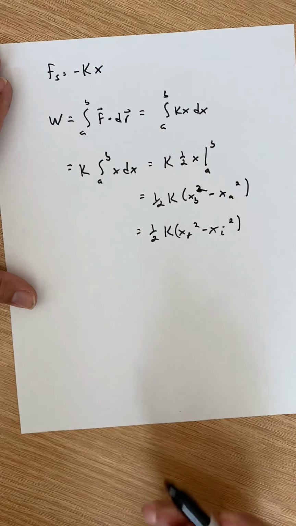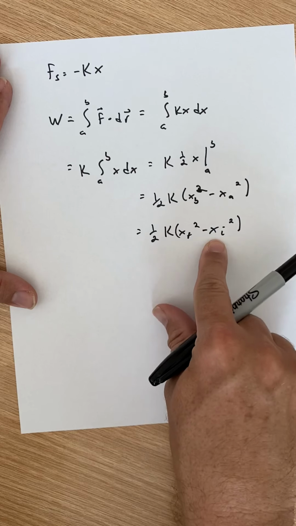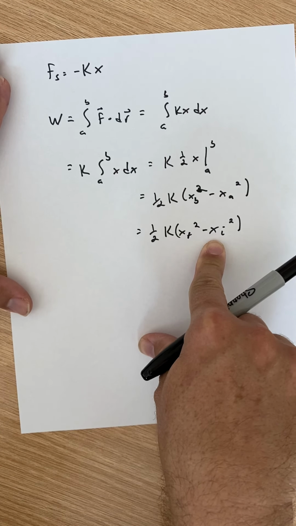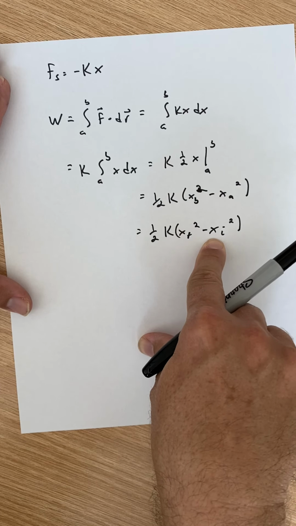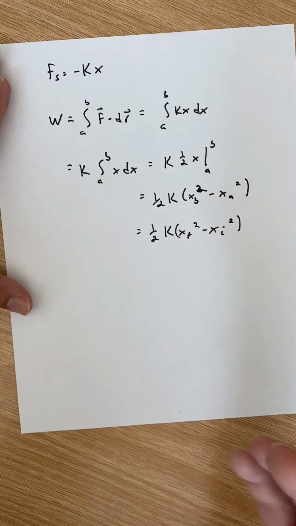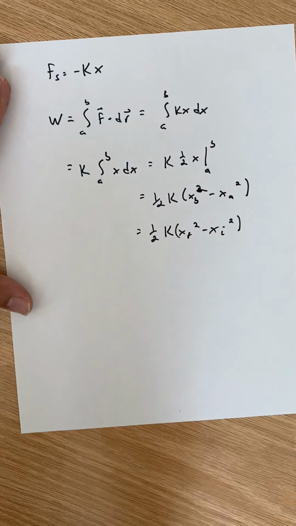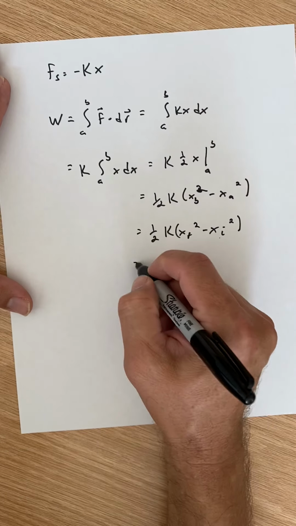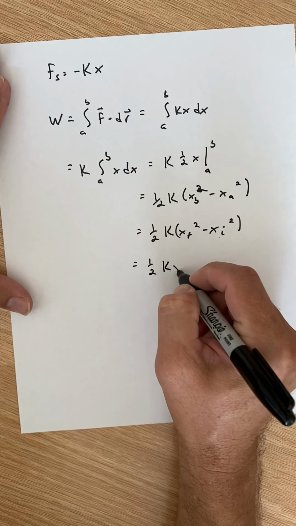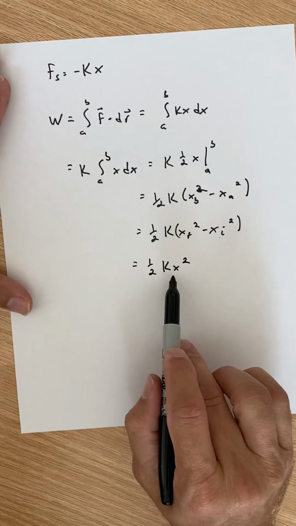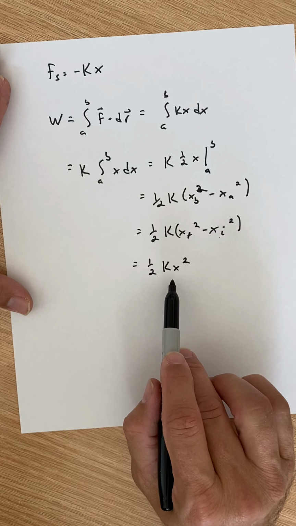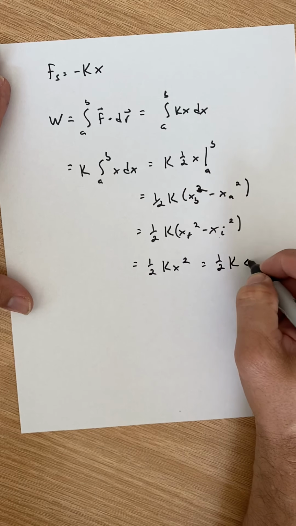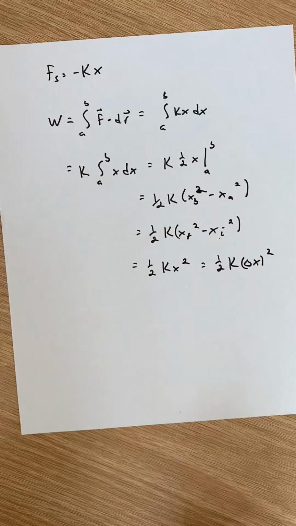Now, how we normally write this is this. We assume that our initial position is 0. If we're trying to develop the idea of potential energy, we talked before how you can always set your 0 point at any place. You can move your origin. Let's move our origin to where I was initially. And so I usually see this written like this, 1/2 k x squared, where the implication is that x is the final position.